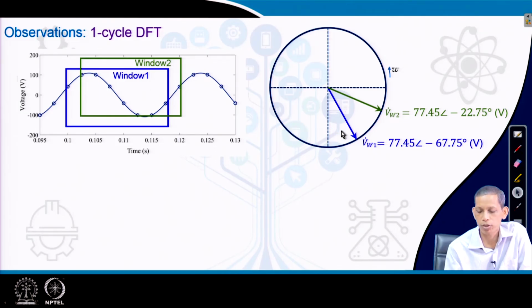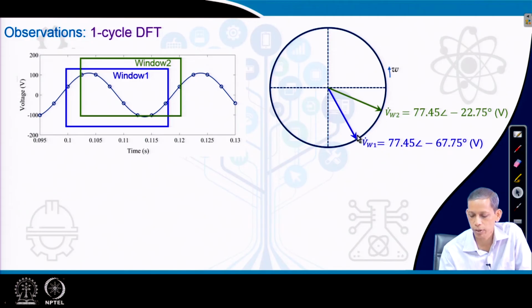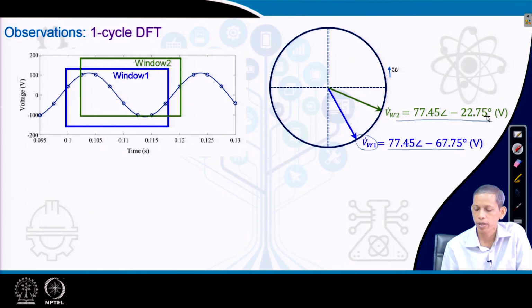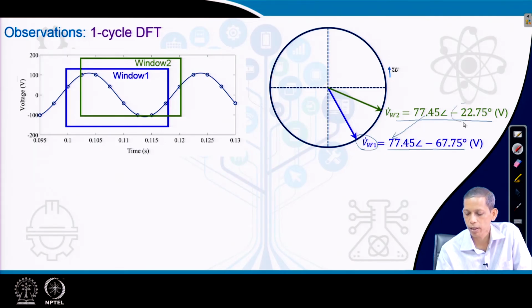Now, if you see these computations and plot the phasors in a polar plot like this, the corresponding phasors rotate in the anticlockwise direction with the same speed omega as the sinusoidal quantity. The first window gives us the blue phasor, whose magnitude and angle we have already mentioned, and the second window gives us the corresponding magnitude and angle like this. What we see from these two is that the magnitude remains the same, but the angles in both cases are different.